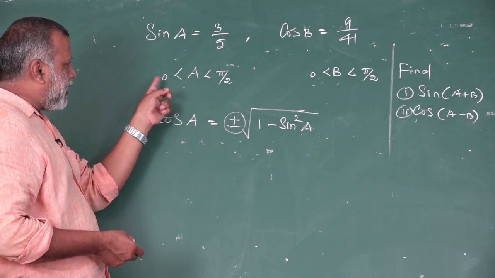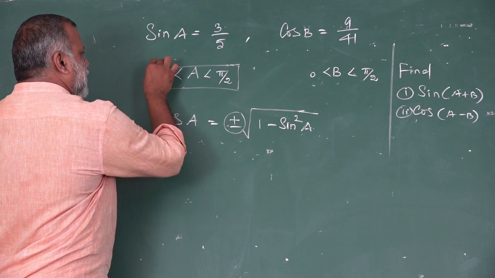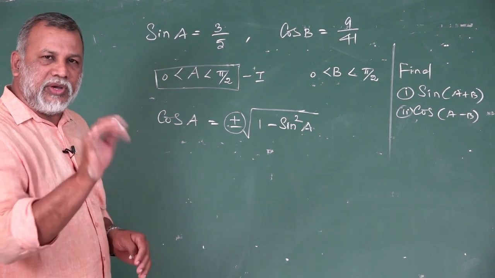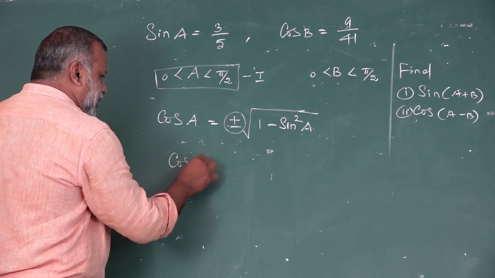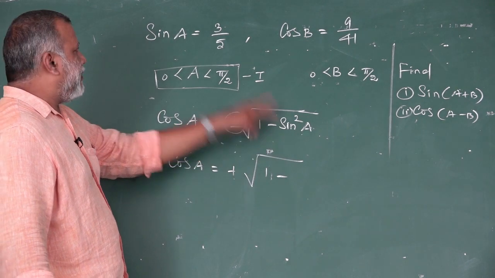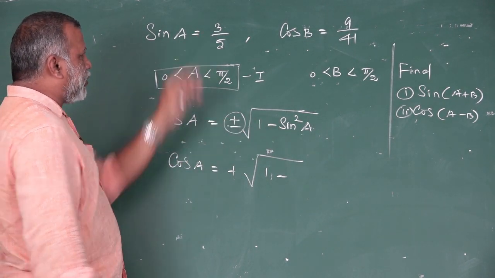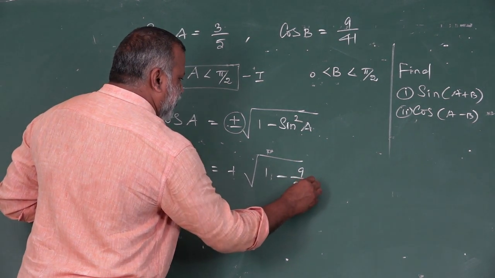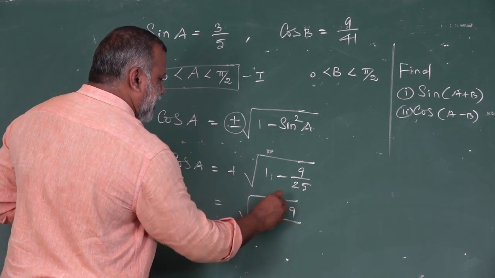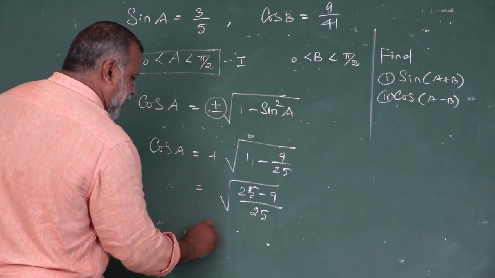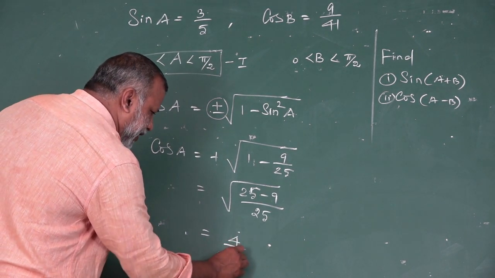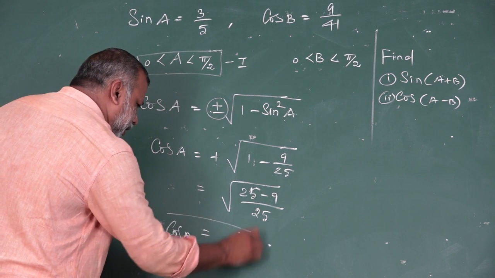See the quadrant: A is greater than 0 and less than pi by 2. This means A lies in the first quadrant. So in the first quadrant all trigonometrical ratios are positive. Therefore cos A equals plus root of 1 minus sin squared A. The value of sin A is 3 by 5. Squaring this we get 9 by 25. Then take LCM: 25 minus 9 divided by 25. So 25 minus 9 means 16 divided by 25. Square root means 4 by 5. This is the value of cos A.